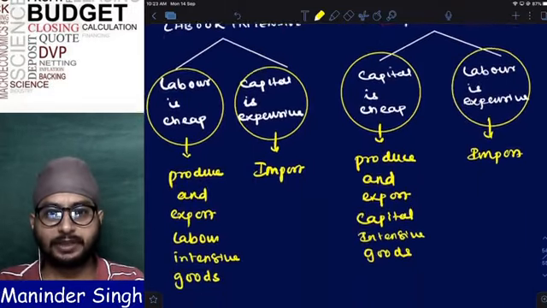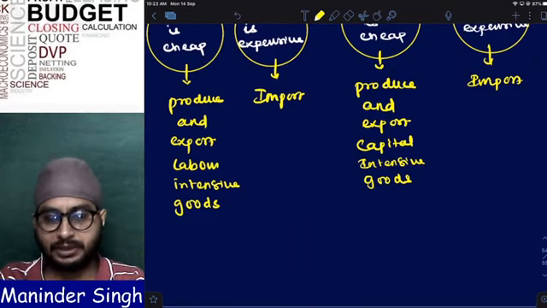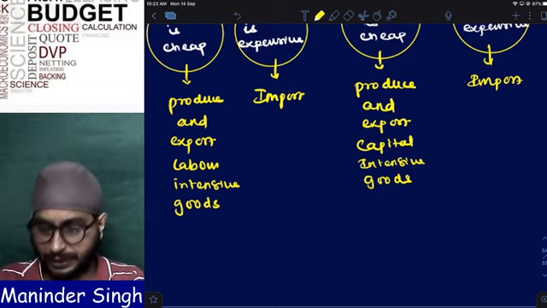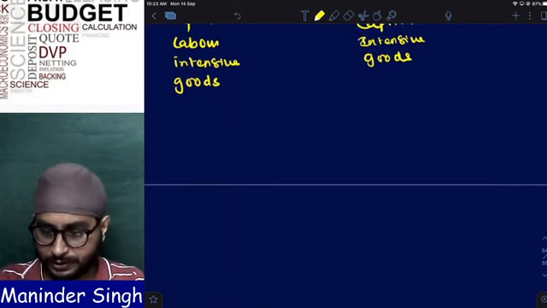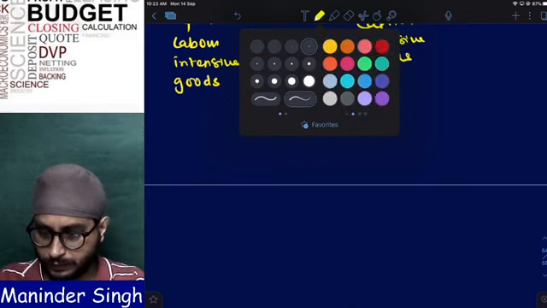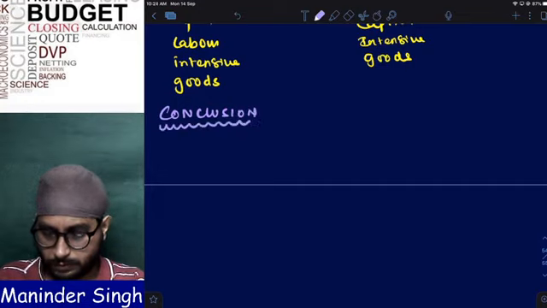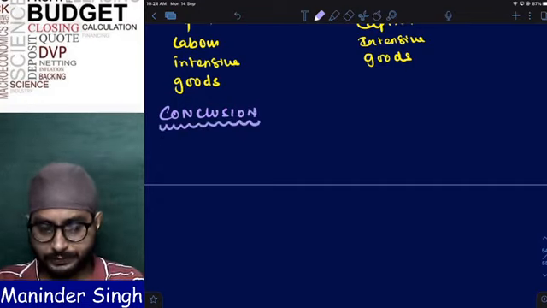It is trying to tell us not to take only labor into consideration. Take labor also, and take capital also into consideration. So can I write something like this as the conclusion? We will write the conclusion something like this.